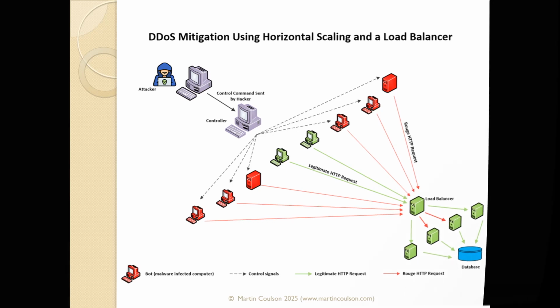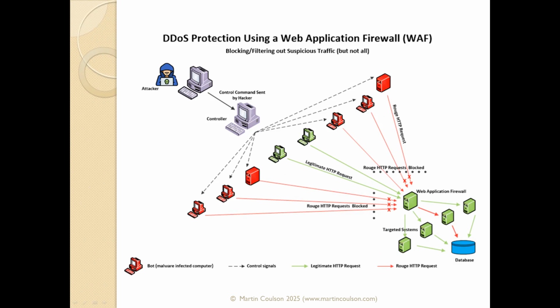Web application firewall. This is where an intelligent filtering mechanism, known as a web application firewall, is placed in front of the system's computers, and filters out any rogue traffic. It's worth mentioning here that some genuine traffic may also get blocked, but this is a small price to pay for the continued availability of the system.